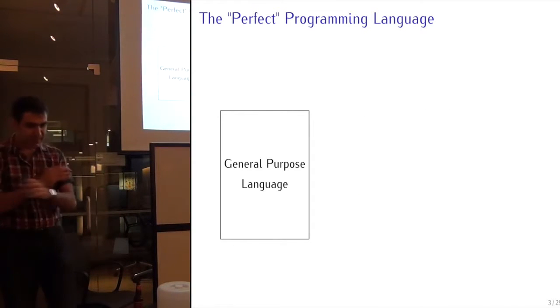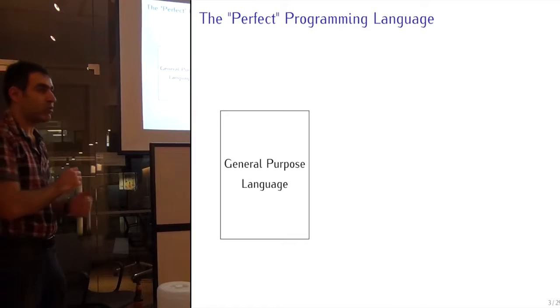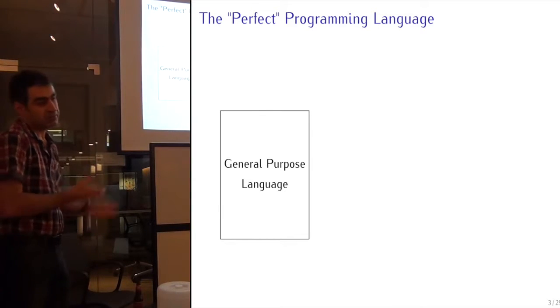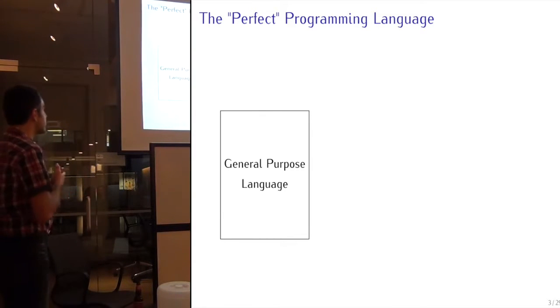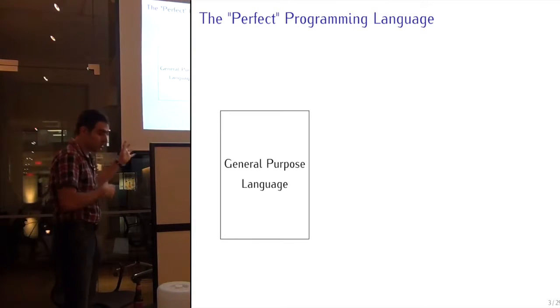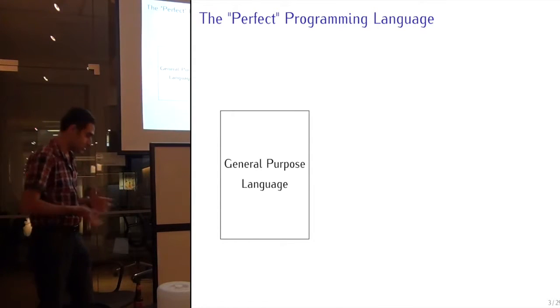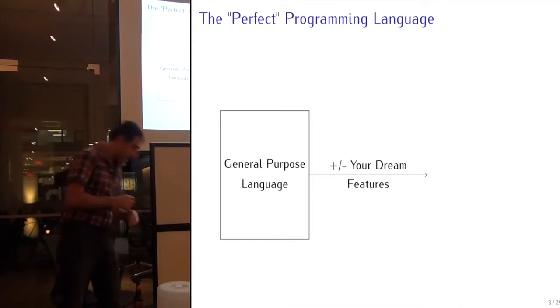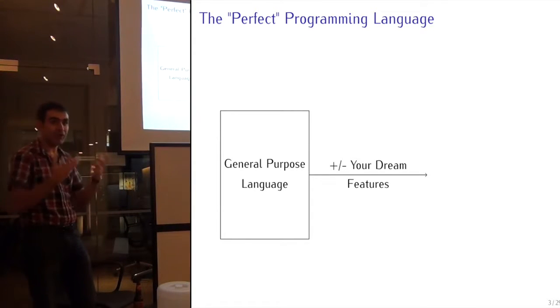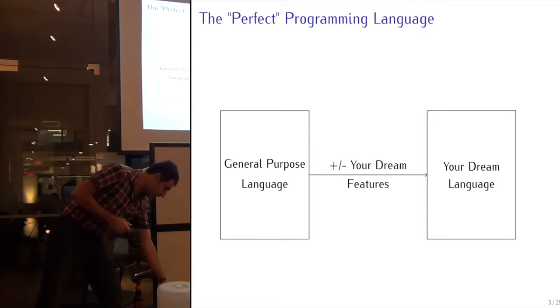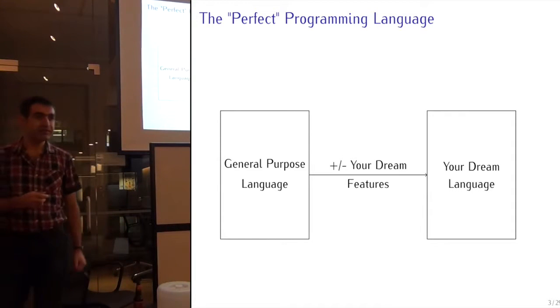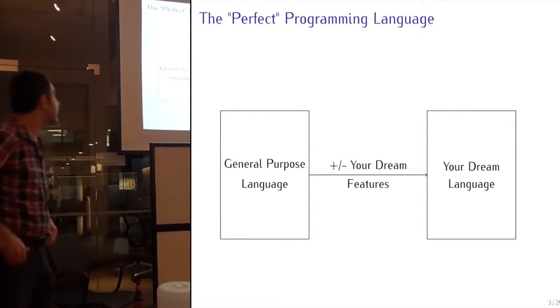So, everybody has their own perfect language. There's no perfect language, right? I mean, for me, a perfect language is like, we have general purpose languages like Scala, like Java. They all lack something or have too many features, something like this. So if we add or remove some features that we dream of, we end up having our dream language, right? Scala without them, please, yay!